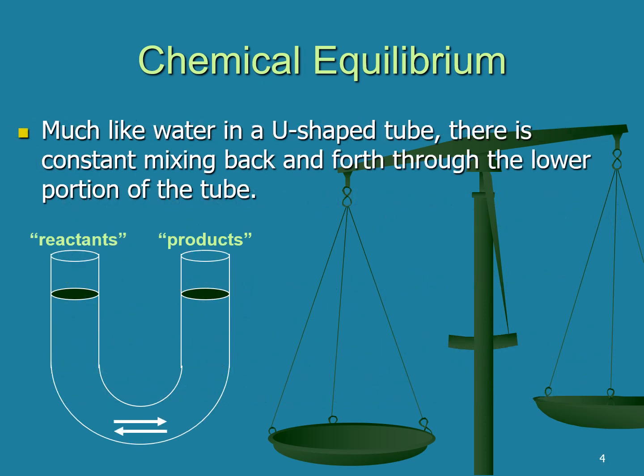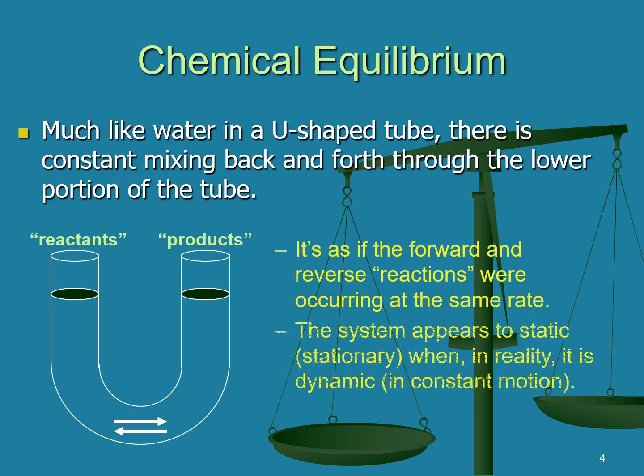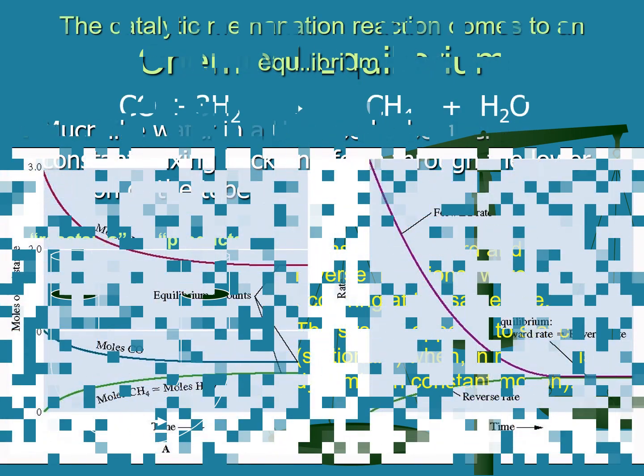So another example might be like this U-shaped tube. There's constant mixing back and forth through the lower portion of the tube, but notice that it stays constant. The levels stay constant, even though maybe the water keeps mixing, or the 2 sides of the tube keep mixing, as long as they're at the same rate. Then the system appears static or stationary when in fact it's in constant motion.